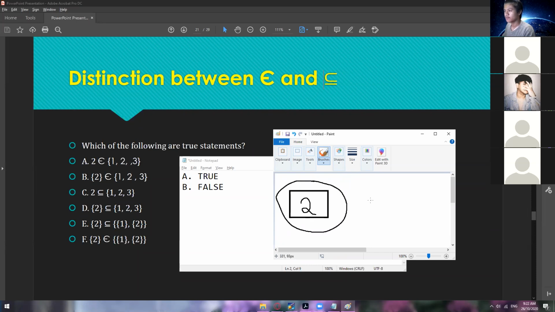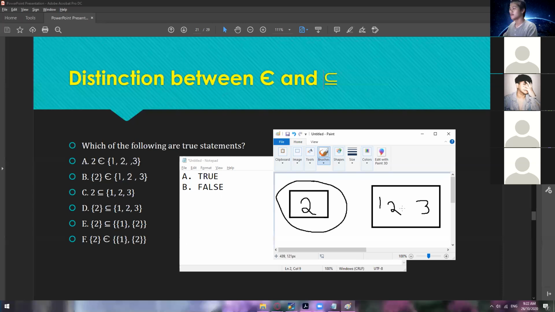Okay. Wherein dito sa kabila ang laman nito is 1, 2, and then 3. So you should find the exact image, okay, on this one. Wherein sa kabila, it's just a set wherein it contains 1, 2, and 3. So kung sa kabila sana is ganito din, okay, or naka-enclose yung 2 natin sa set, then we could say that letter B is true. Okay. I hope this one is clear.